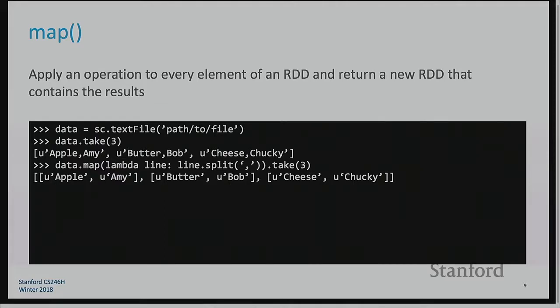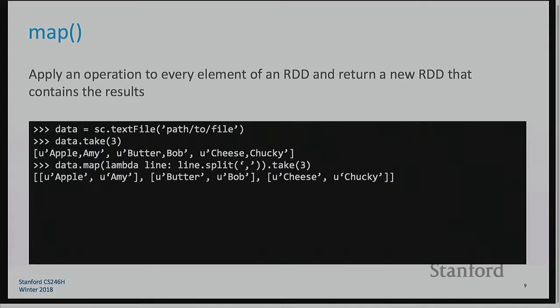For example, if I load in this text file, and if I look at my top three and I've got Apple Amy, Butter Bob, and Cheese Chucky, if I do a map on that data, and my lambda is to split on commas, and I take the top three out of that, I'm now going to have each element be an array because I have split each of these strings, and when you split a string, you get an array. So each element is now an array of the two components of each of those strings. Pretty straightforward.